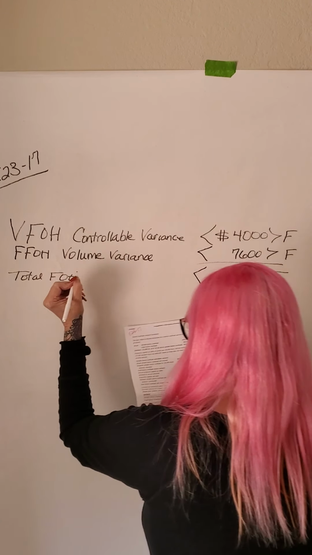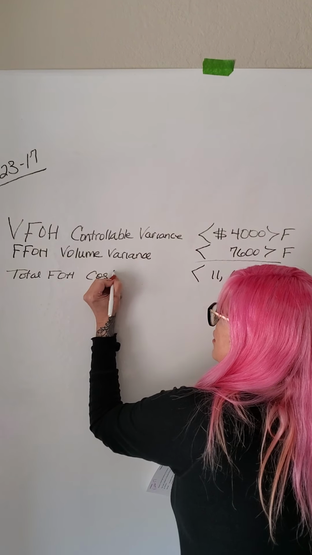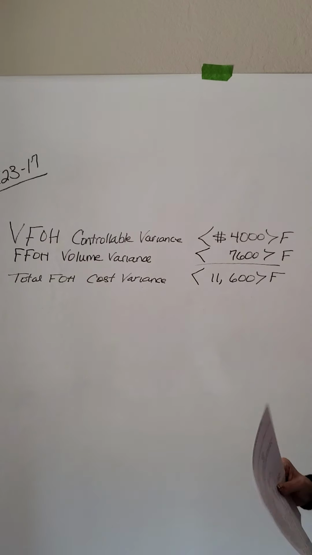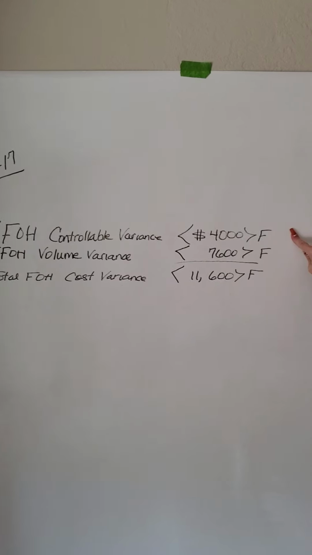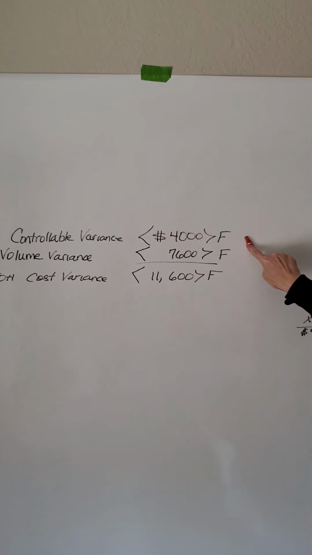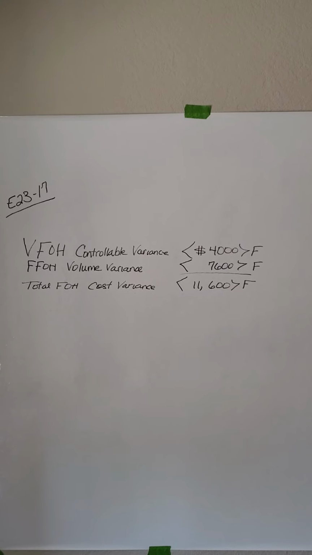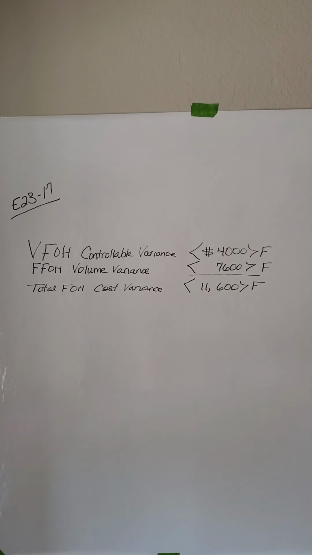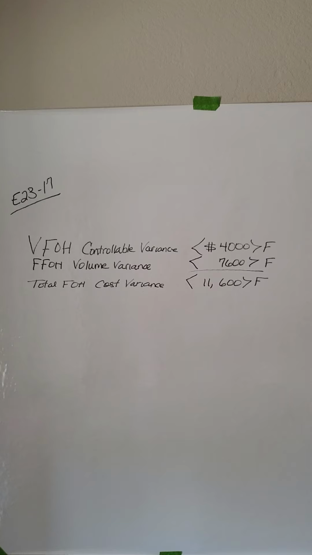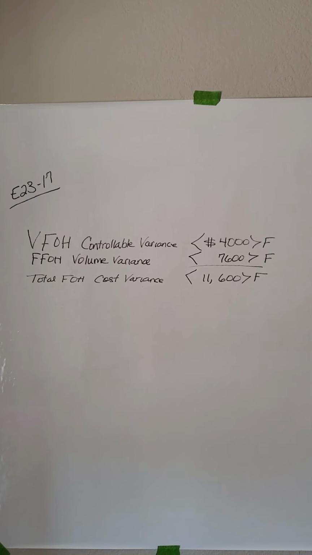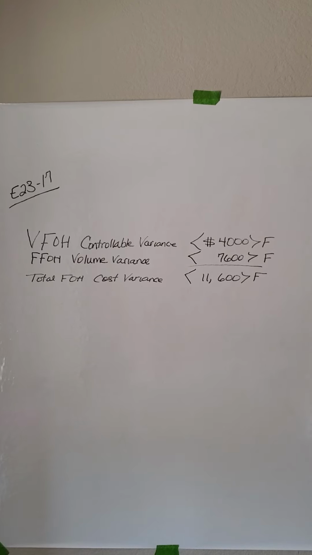factory overhead cost variance. Now, it's important to note that it's really this controllable variance that managers have something they can do about. All of the fixed factory overhead decisions are made far in advance, and it takes a long time to actually be able to make changes. You really have to think ahead on that strategic planning. And that's how you do 23-17.